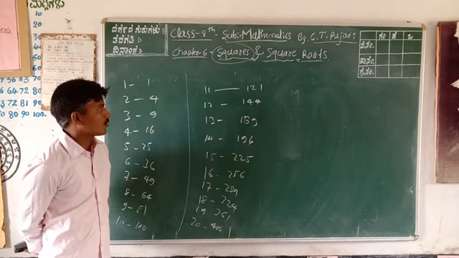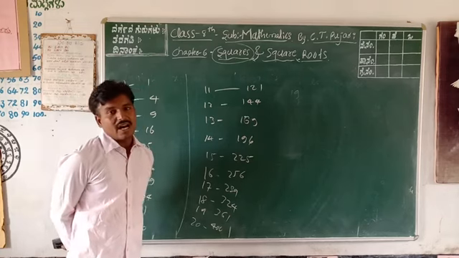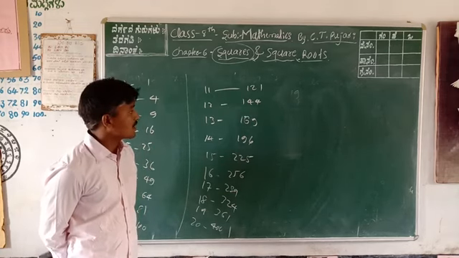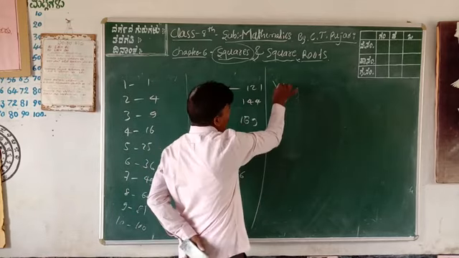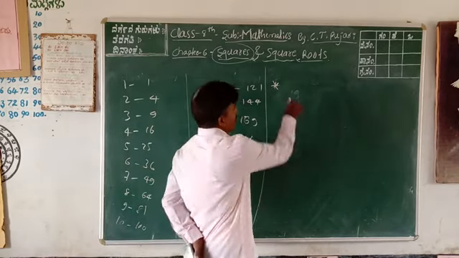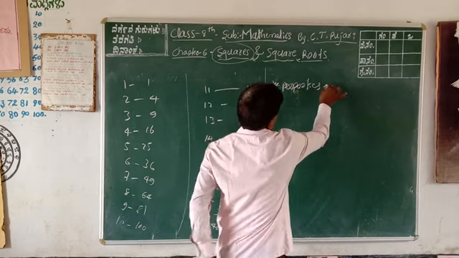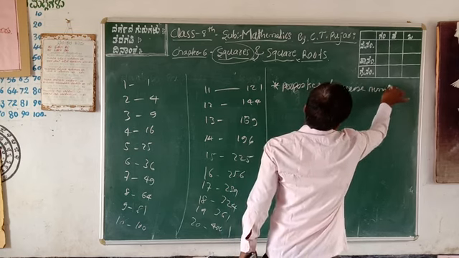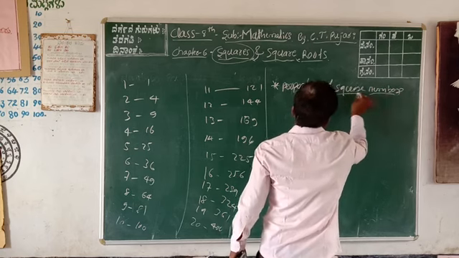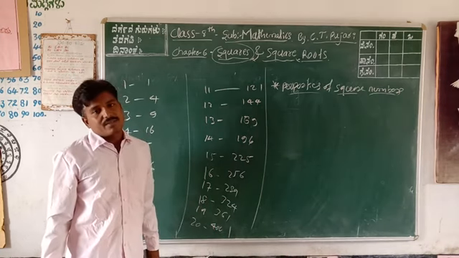Practice more square numbers, only 1 to 30 or 1 to 40. The next one is what? You can find out. The next one is properties of square numbers. What are the properties of square numbers?